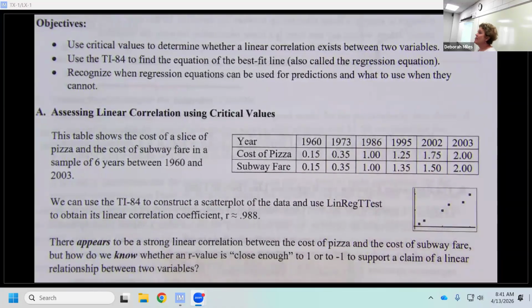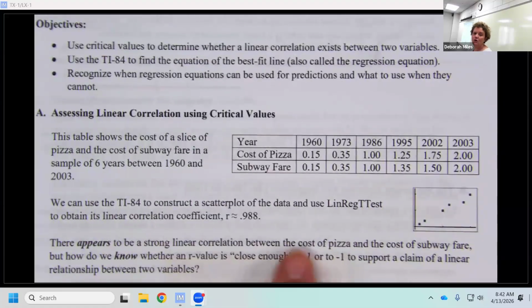Now, does that mean that as the cost of pizza goes up, that's causing the cost of subway fare to go up? No. What's our most favorite sentence in statistics? Correlation does not imply causation. Just because there is a relationship between two things doesn't mean one is causing the other.